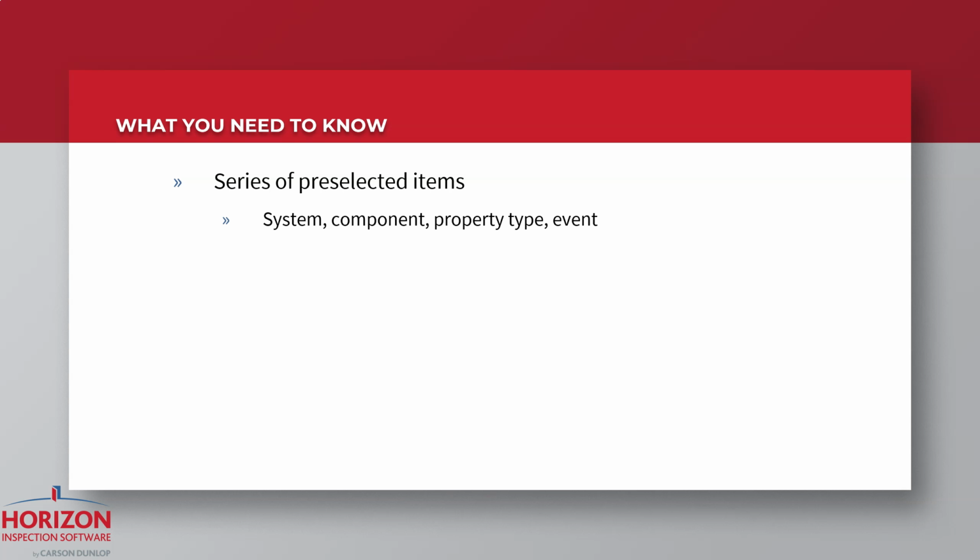First, a template is a series of pre-selected items that you apply to a report about a specific system or component, like a high-efficiency furnace, property type, such as a typical 1980s home, or an event that occurs during an inspection, like no access to an attic.